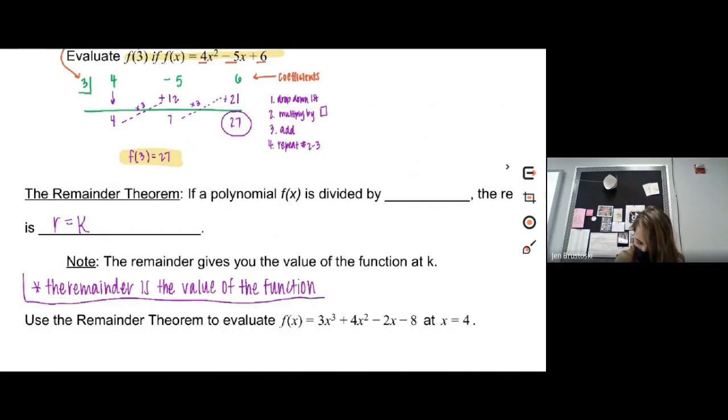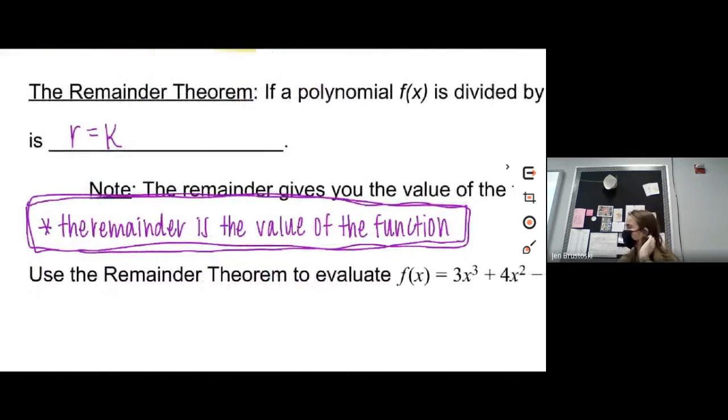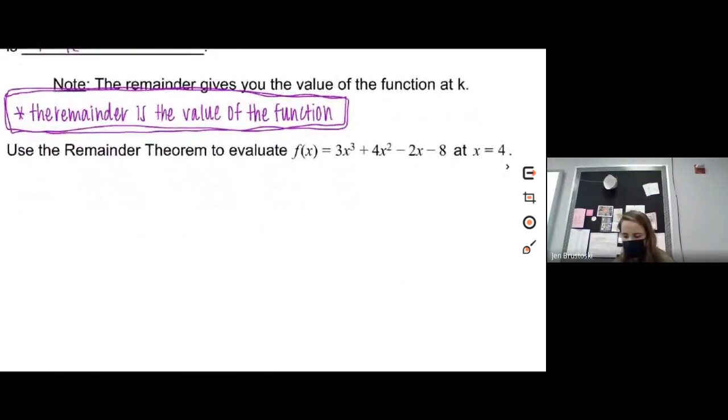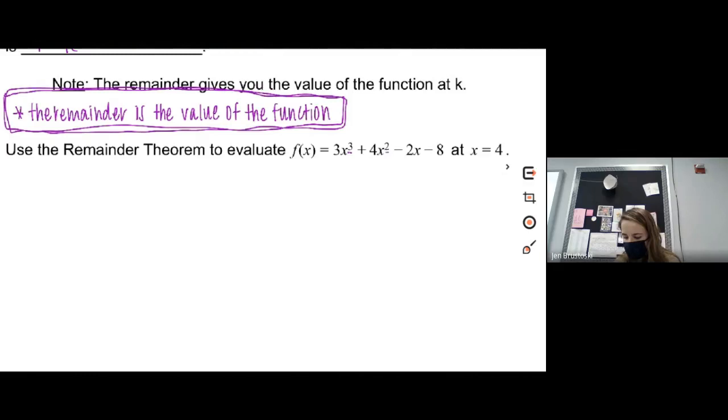Okay, so just write the remainder is the value of the function. Okay, we want to use the remainder theorem again. Notice we have 3, 2, 1, and then nothing. We want to make sure we have all the values. Now, for the setup, what value goes in that little box right there?